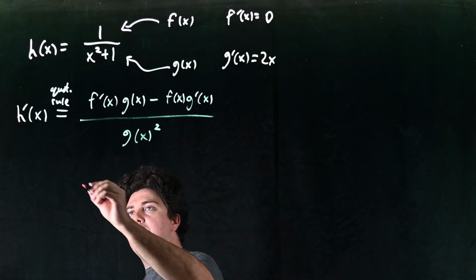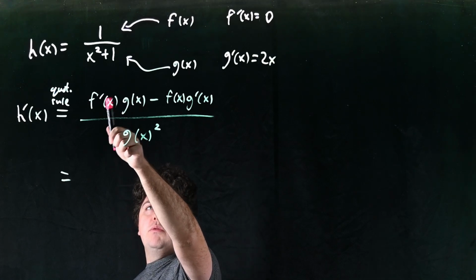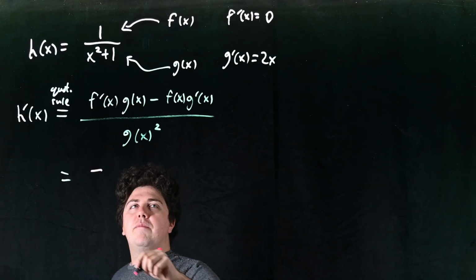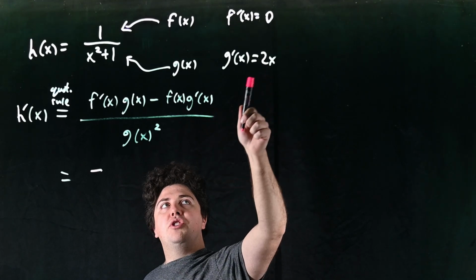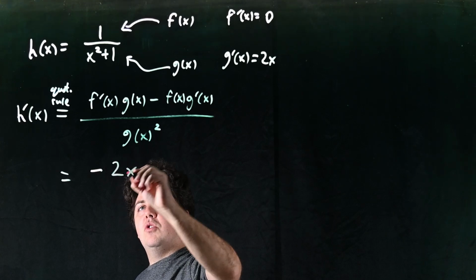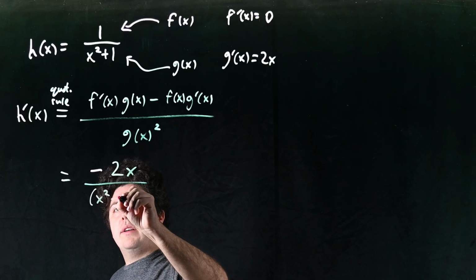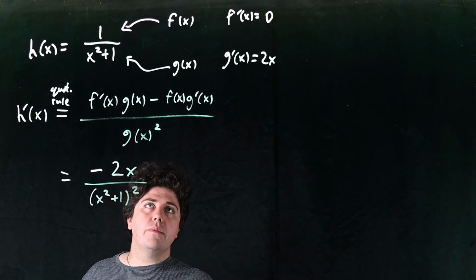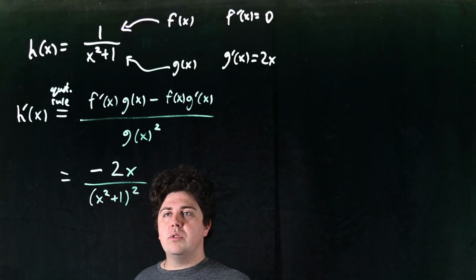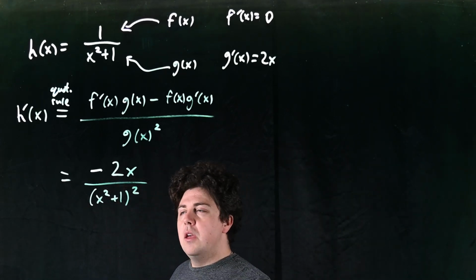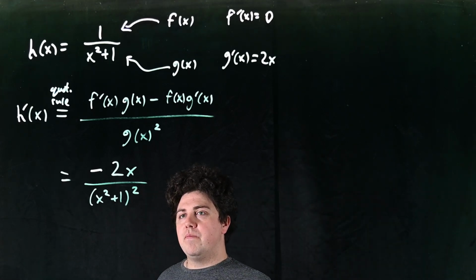So now we can just plug everything in. This first term goes away because we're multiplying something by 0, so we can just omit this term. So we have minus 1 times g prime at x, which is of course just 2x. So minus 2x upstairs, all over x squared plus 1 squared downstairs. And with this function, the denominator is never 0, so this is going to be differentiable everywhere. So this is a nice example with the quotient rule, and we've differentiated this function.